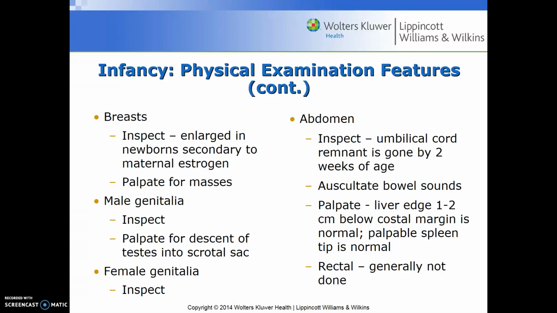Female genitalia is inspection only. And then one feature of that newborn is you're assessing that umbilical cord remnant. On average, it usually falls off in 2 weeks. Sometimes it's longer. Auscultate all bowel sounds. And you can palpate the liver edge 1 to 2 centimeters below the costal margin, which is considered normal. And the spleen tip is often palpable. A rectal is generally not done, but in those newborns, we are looking for patency. And that would be the reason why you'd be looking.